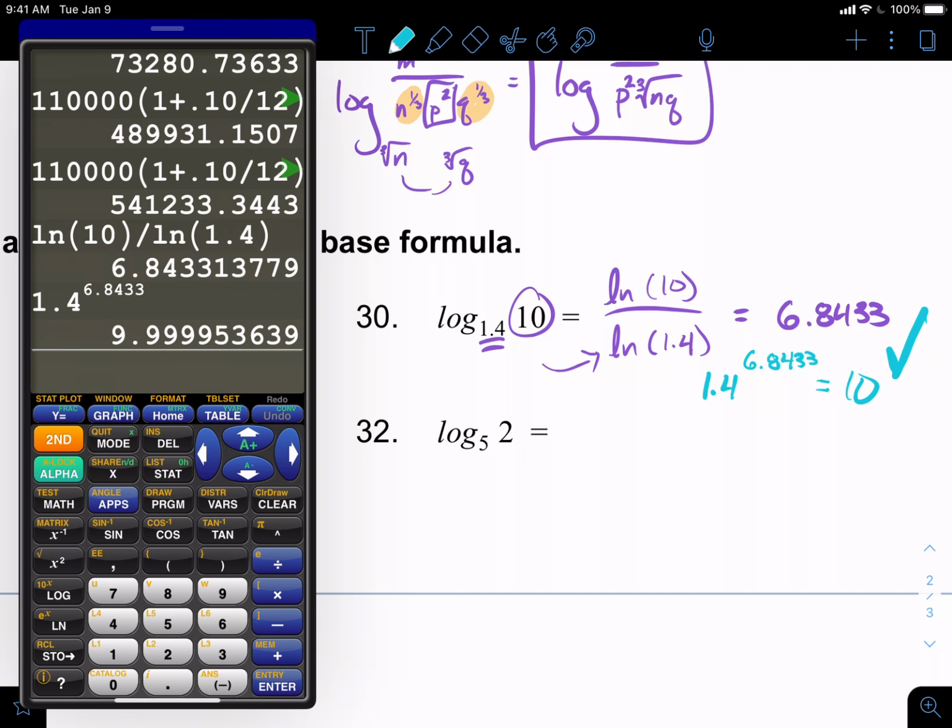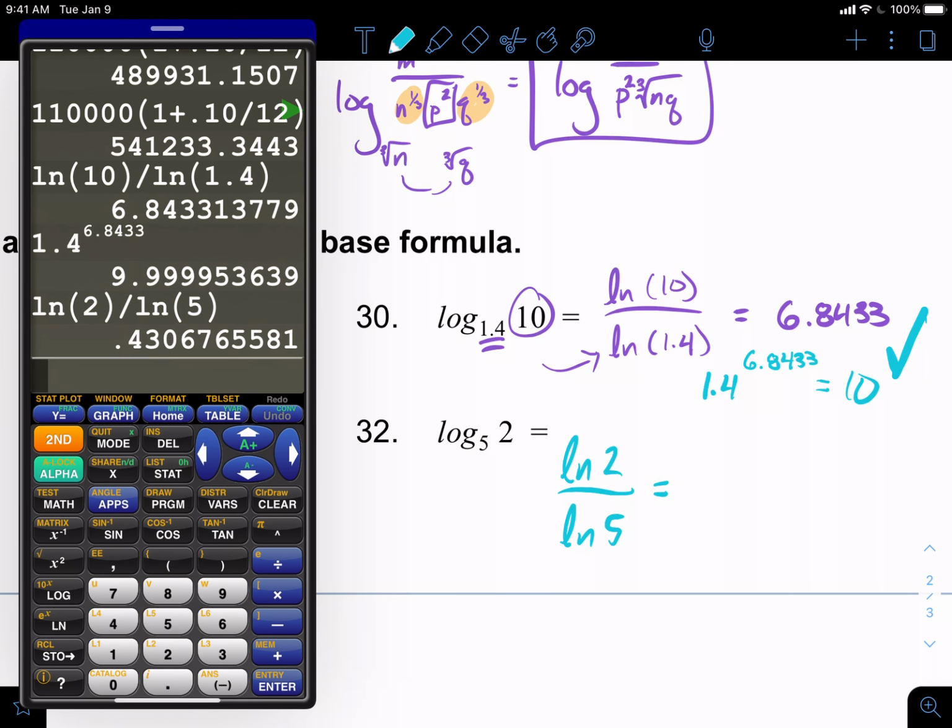Looking at the second problem, change of base formula again. We take the natural log of 2, divide it by the natural log of 5. Natural log of 2, definitely want to close that parenthesis, divided by the natural log of 5 is going to give us 0.43, let's just call it 0.7 when we round up.